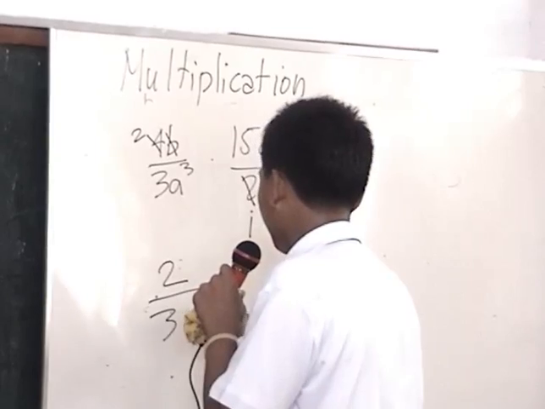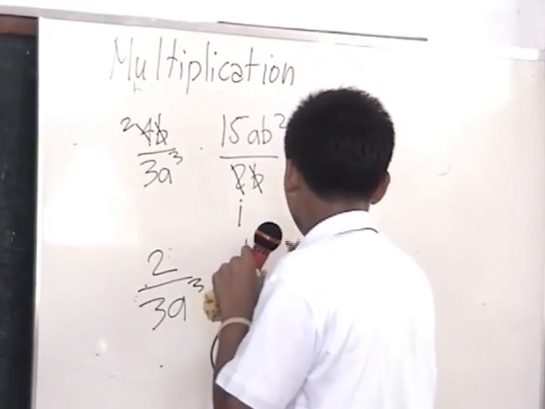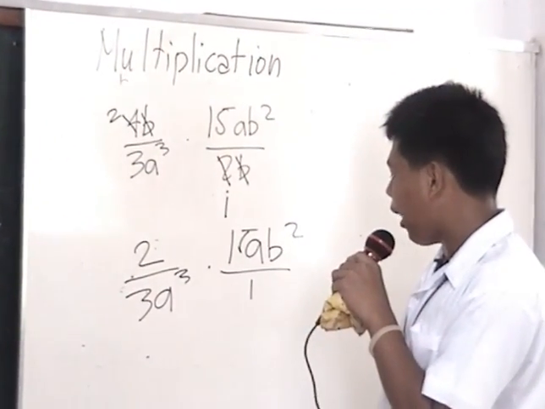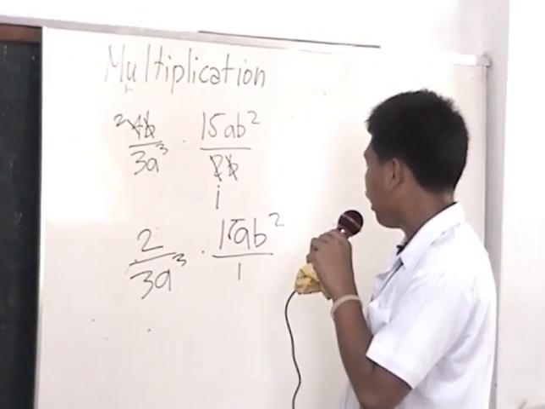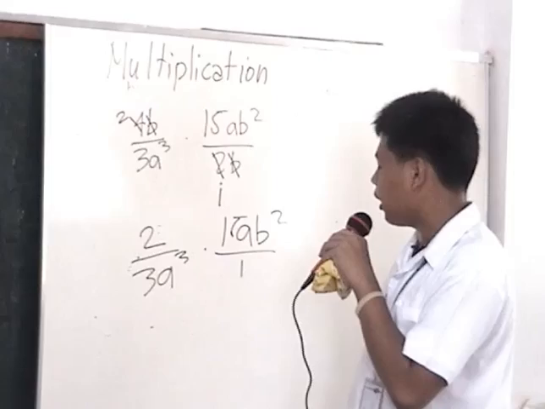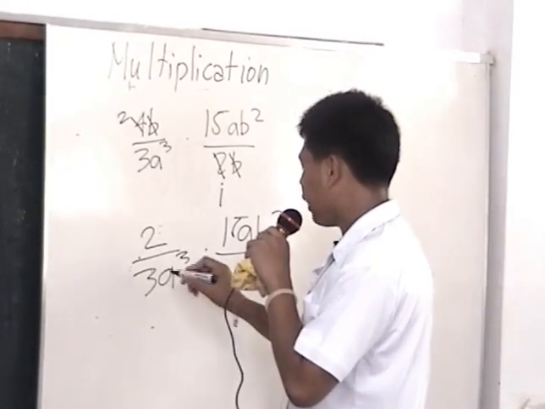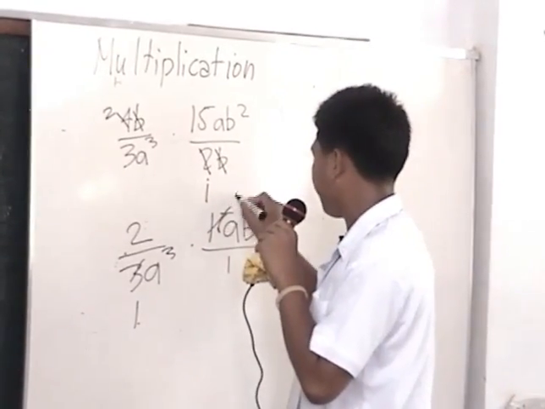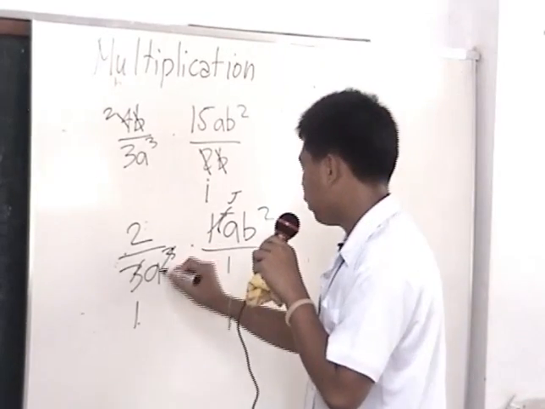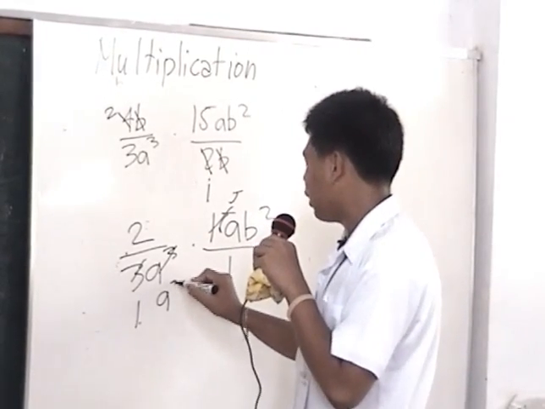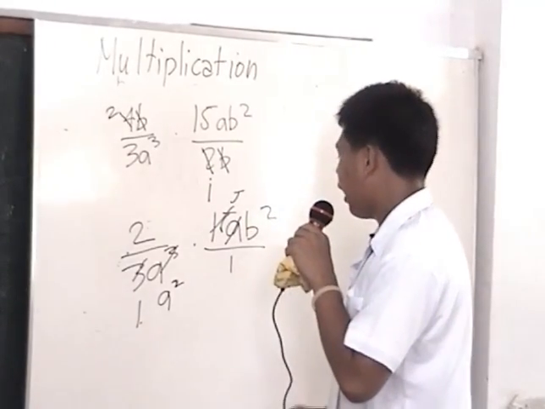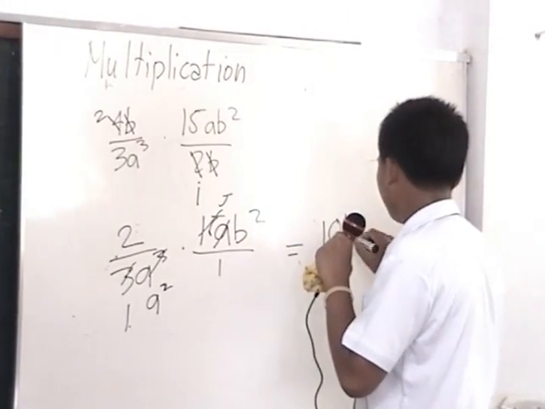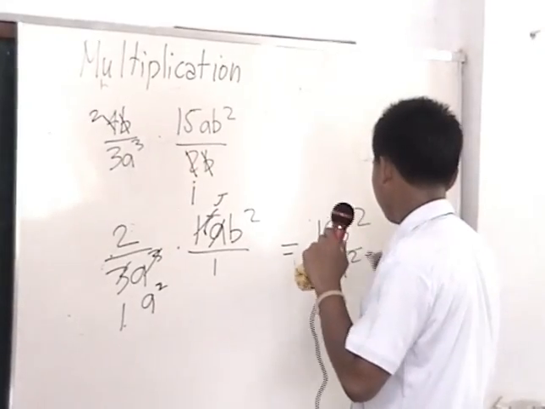2 over 3a cubed and 15ab squared over 1. And I will find the common factor of the expression and cancel it out. Like 3 divided by 3, the answer is 1. 15 divided by 3, the answer is 5. A squared, a cubed becomes a squared, and a is cancelled. And the answer is 10b squared over a squared.